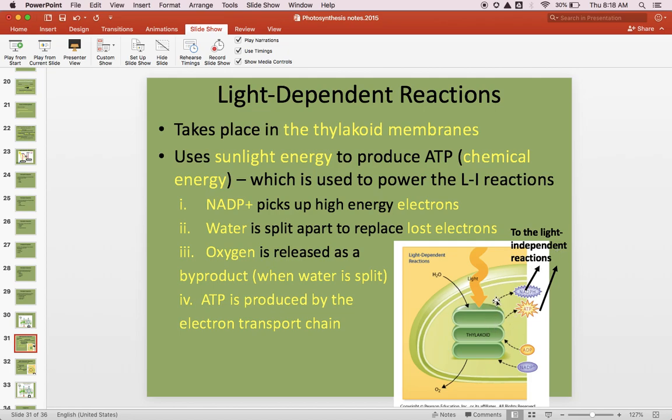In this process, we're going to lose electrons as they get taken away by NADPH. So water gets split apart to replace lost electrons to the chlorophyll here in the thylakoid membranes. And then that water, when it's split and replaces its electrons, will separate into oxygen, and that oxygen will be released into the atmosphere. It's what we call a byproduct because we don't need it in the plant, but it gets released to the atmosphere.